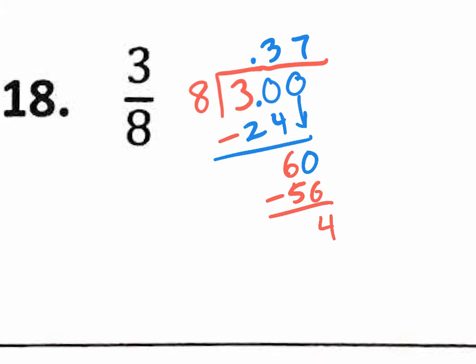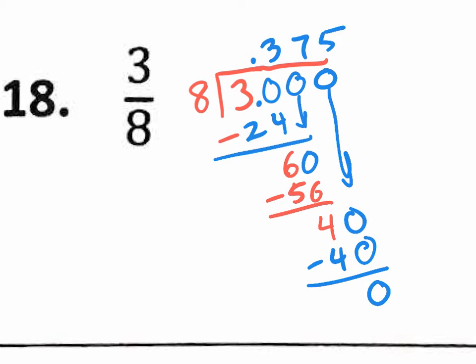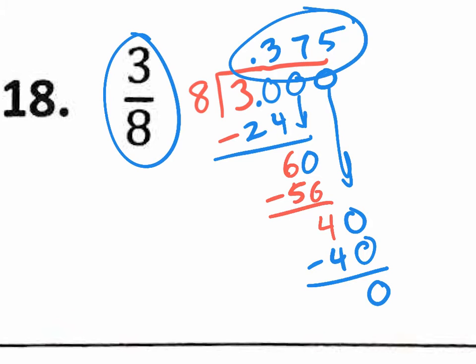Now, you're probably thinking, man, this is taking forever. Will it go on forever? No. If you add a 0 and drop a 0, you get 40 right there. And 8 times 5 is 40. And when you subtract, you have no more remainder. Finally, we've converted 3/8 to the decimal 0.375. Now, they didn't say for us to write the decimal answer.